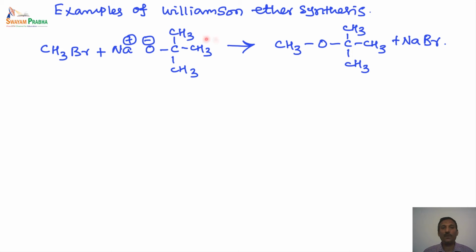Here is an example of a Williamson ether synthesis. Here the primary alkyl halide, that is the methyl bromide, is treated with sodium tertiary butoxide. So the tertiary butyl methyl ether is formed in this particular reaction. So as I mentioned, for the Williamson ether synthesis, the preferred starting material is the alkyl halide, the primary alkyl halide.